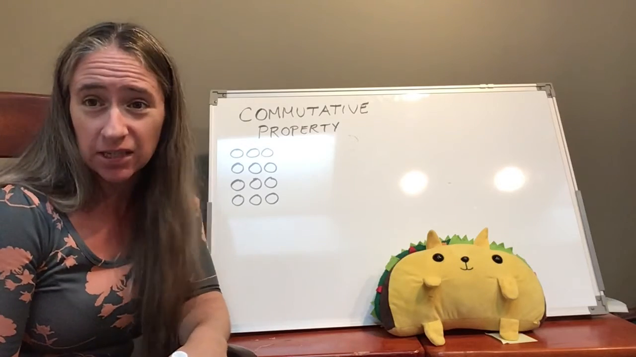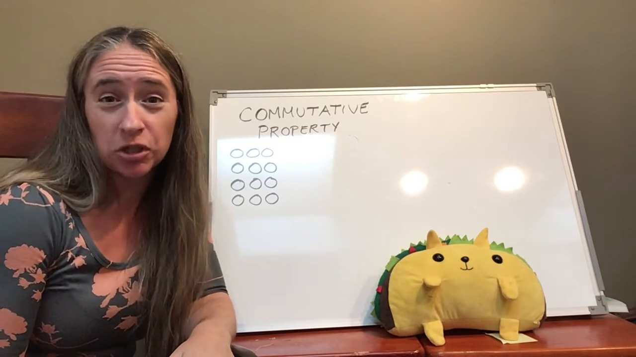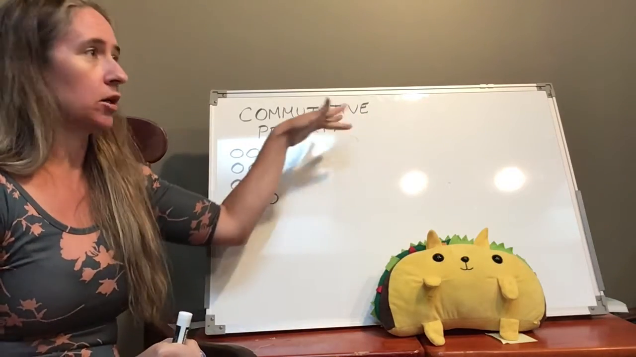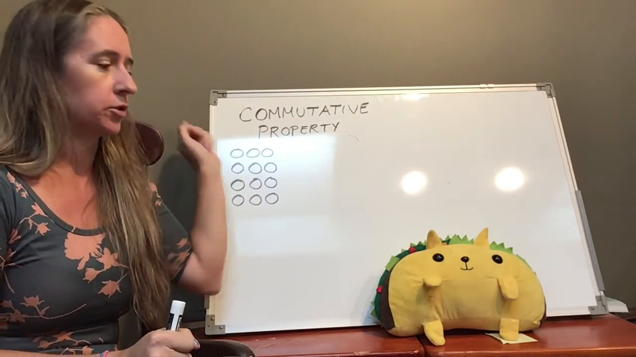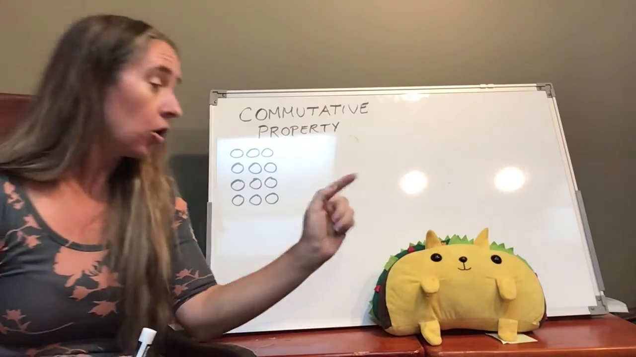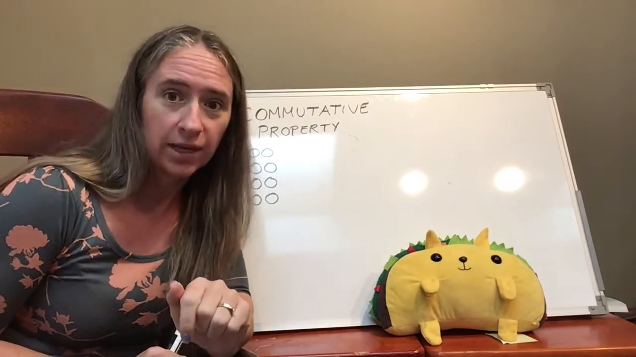Okay, Taco Cat's going to help us review how to use arrays to show multiplication, and then we're going to work on the commutative property. What is the commutative property? Hold on to your fillings, Taco Cat. We'll get to that in a minute.